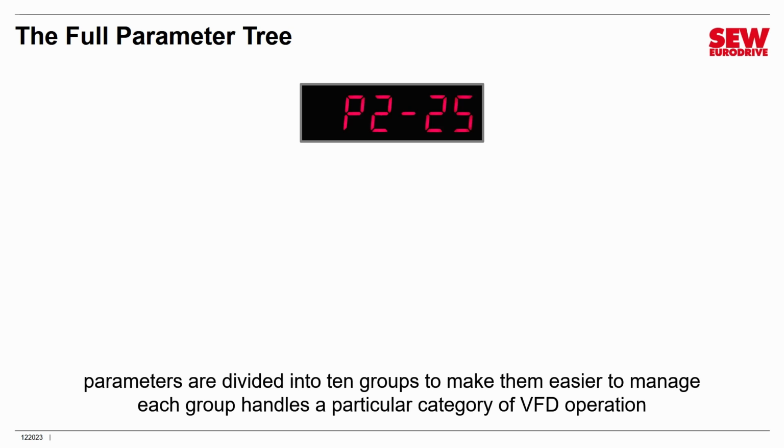All parameter names begin with the letter P, and then there's a number after them. That number is the group. This will be a number from 0 to 9. It identifies the group that the parameter is part of. The second number is the parameter itself. So I might say this is parameter 2-25. What that means is the parameter is in group number 2, and it's the 25th parameter within that group.